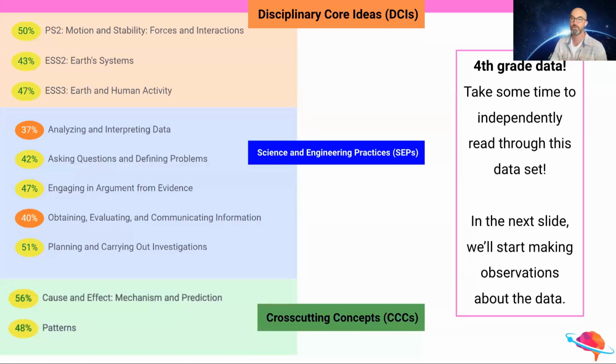Okay, so this is the 4th grade data, the actual 4th grade data. And so here we're looking at the DCIs, the SEPs, and the cross-cutting concepts and trying to figure out where students had strengths and where they need more support from us. And so we've got the 3 different DCIs up at the top. There are 5 SEPs that were covered in this 4th grade assessment, and then 2 different cross-cutting concepts that were covered, where we can dig into the data.